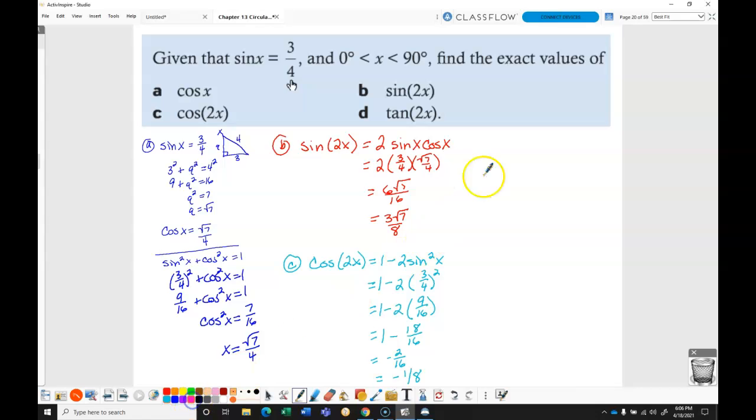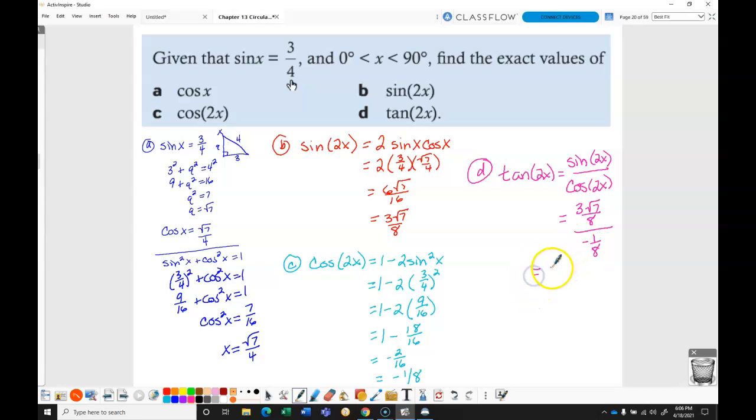Okay, and then the last one I'm going to do, letter D, this is one that's not actually written down. I need the tangent of 2x. It doesn't matter what this angle is in here. The tangent is always equal to the sine of that angle divided by the cosine of that angle. And we know the sine of 2x and we know the cosine of 2x. So I'm going to put them in. So the sine of 2x is 3 square root of 7 over 8. And the cosine of 2x is negative 1/8.